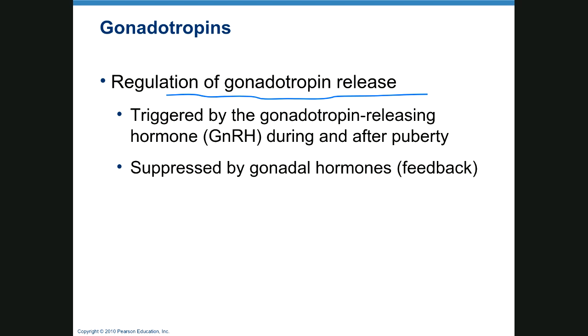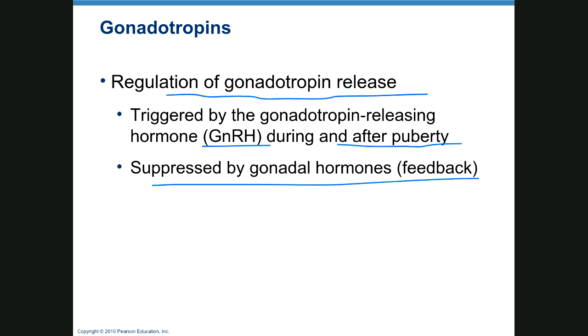Now, regulation of gonadotropin hormone release: we have gonadotropin releasing hormone during and after puberty. It's suppressed by gonadal hormones. So this explains a little bit about how birth control pills work.